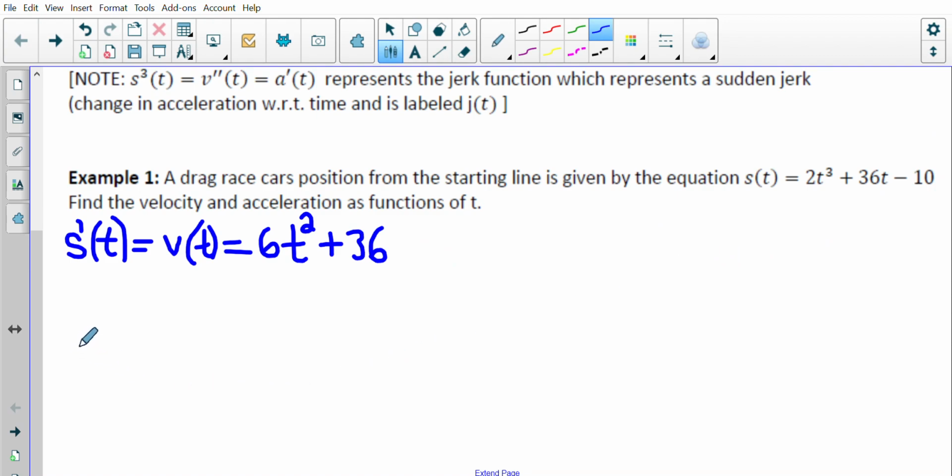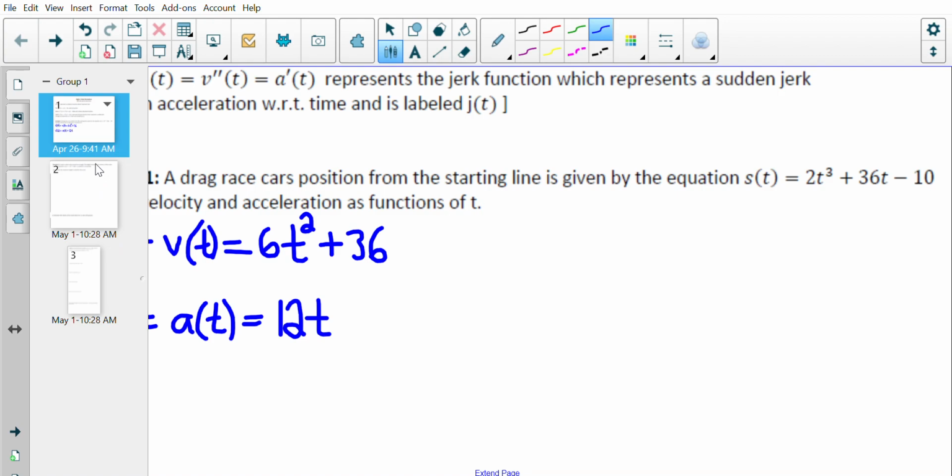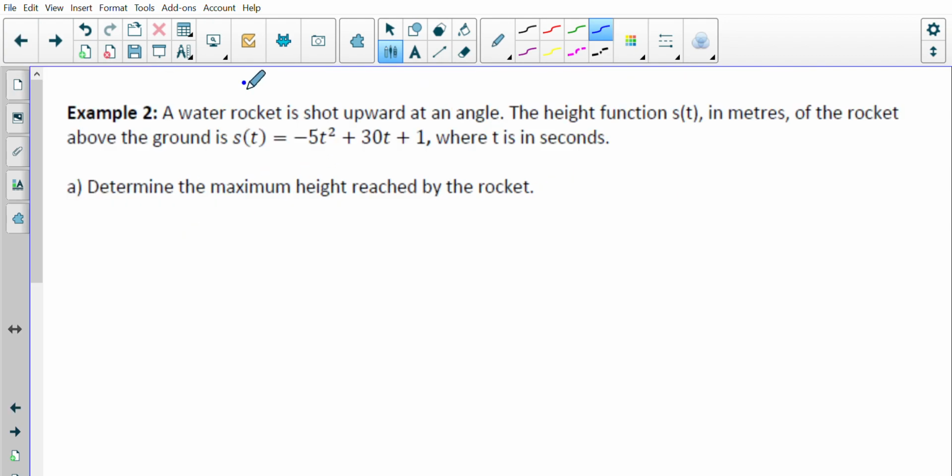But then if I find the change in velocity with respect to time, so the derivative of v of t, that's our acceleration function, a of t. If I take the derivative of my velocity function, again just using the power rule, 2 times 6 is 12. Subtract 1 from the exponent, and so the derivative is just 12t. There we go.